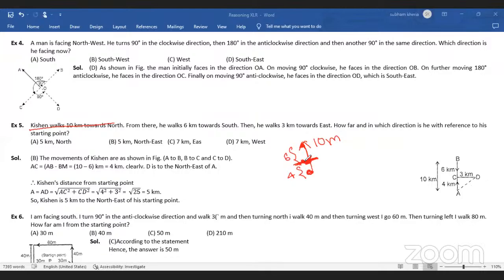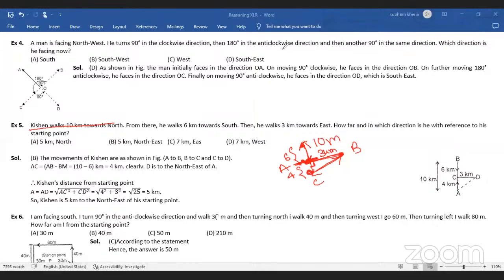Now he is here. Then he walks 3 kilometers towards east. This is 3 kilometers. Now look carefully. Now he is here. How far and in which direction is he with reference to his starting point? You have to find this distance. Let's name them A, B and C. Look carefully. This is 90 degrees, east and north, 90 degree difference. What is this forming? This is forming a right angle triangle. Yes or no?